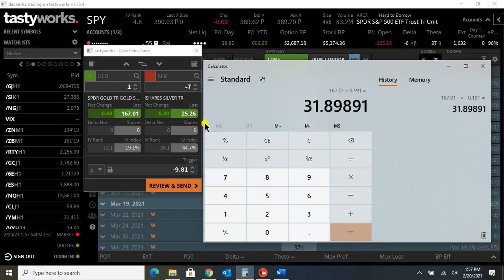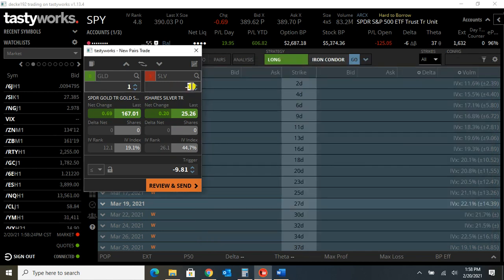I'll do the same thing with silver. So I'll take 25.26 and I'll multiply it by 44.7, 0.447, and that gives you 11.2. So this tells you that instead of a 1-to-7 or a 1-to-6 ratio, you should actually do about a 1-to-3 ratio. So in this case, I would do 1 share of gold and 3 shares of silver.